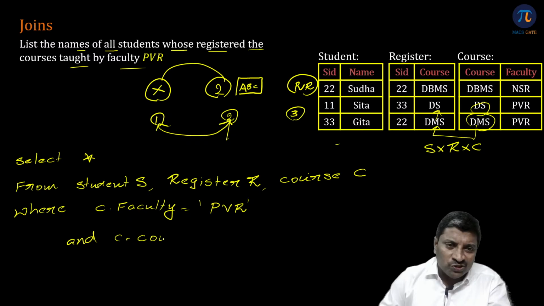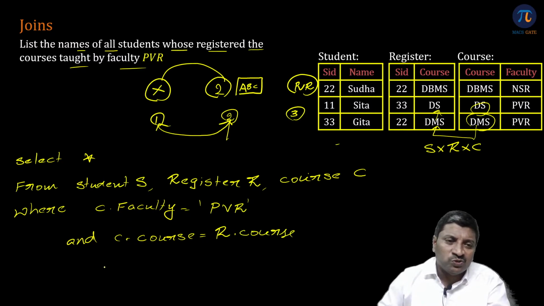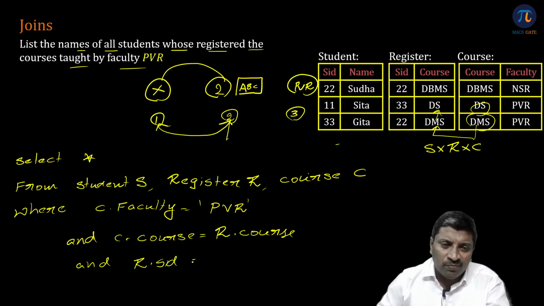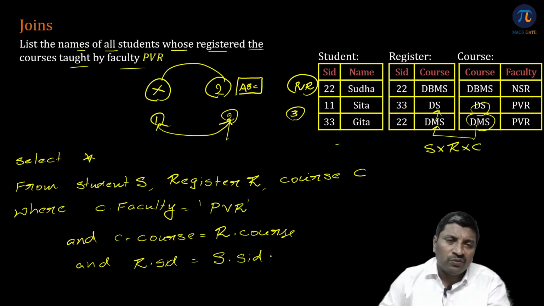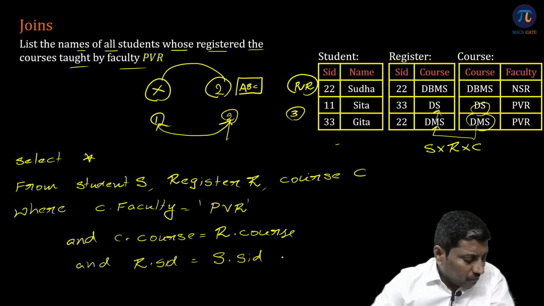Now we got the course name by PVR. This course must be equal to the course in registration, and that course must be registered by our student. So R dot SID equals S dot SID. Please check it. If you have any doubts, please raise them in the chat box.